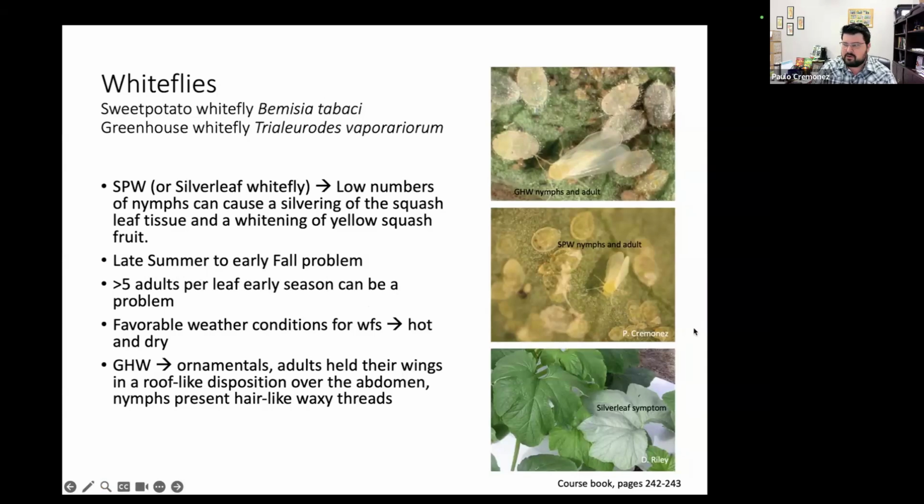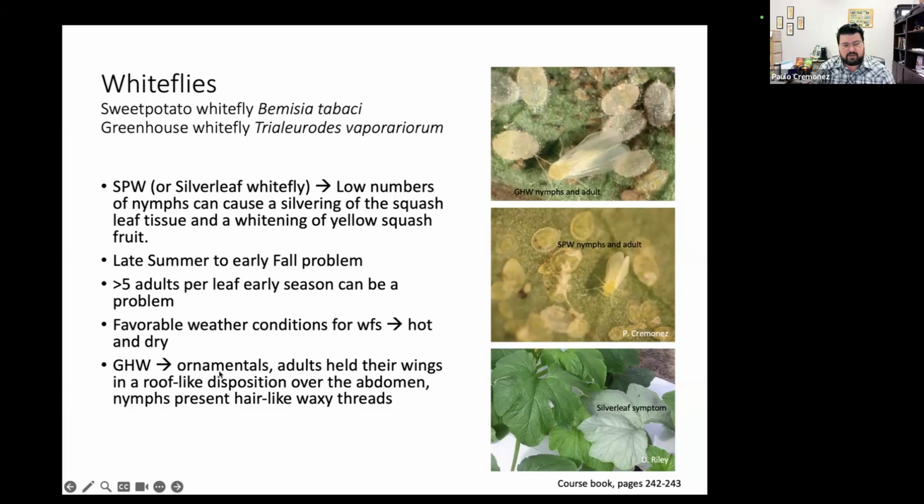So, for example, this year we had snowfall in basically all the parts of the state, so we might have a delay on the whiteflies. They prefer the hot and dry conditions. These are very favorable for whiteflies. So pockets of this may be breeding zones for them. Over 5 adults per leaf early in the season can be a problem already.